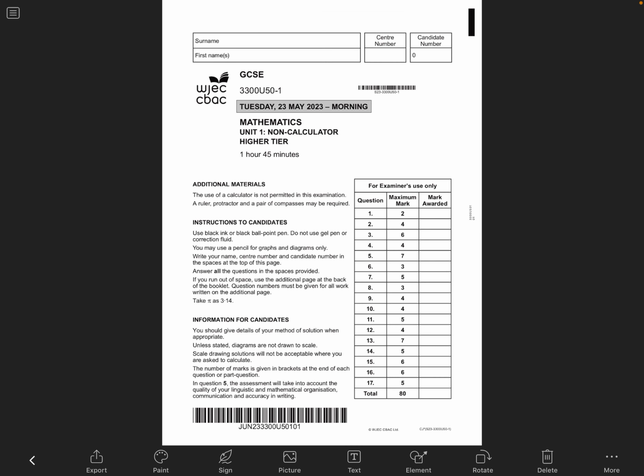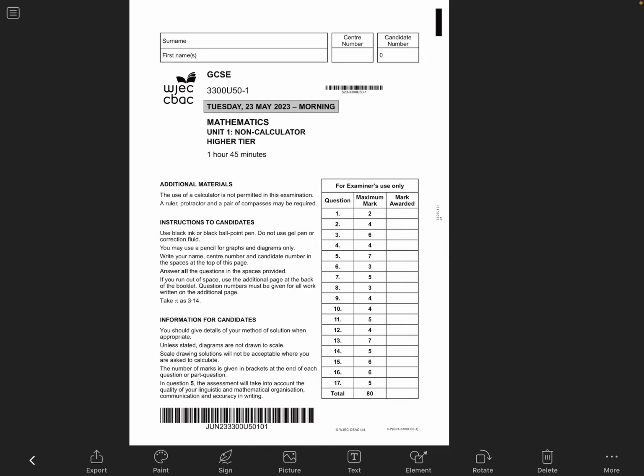Hello, this is a walkthrough for the WJEC Summer 2023 Paper 1 Higher Paper. This is a non-calculator question paper. There's 80 marks available and we've got an hour and 45 minutes, or 105 minutes, to complete those questions. So more than a minute for every mark that's available.